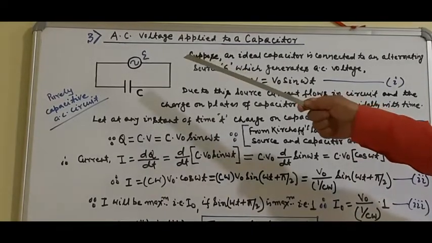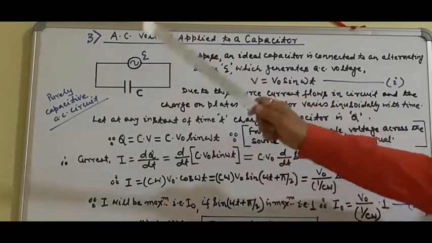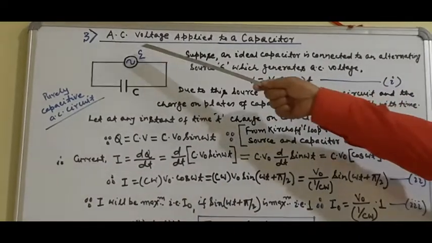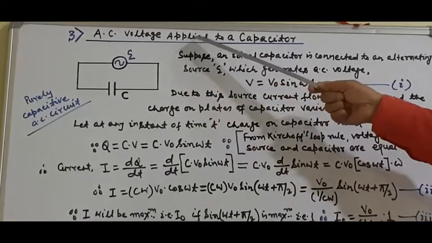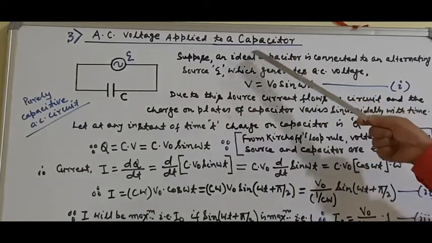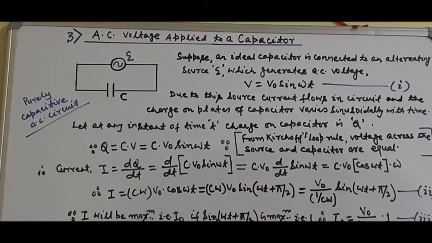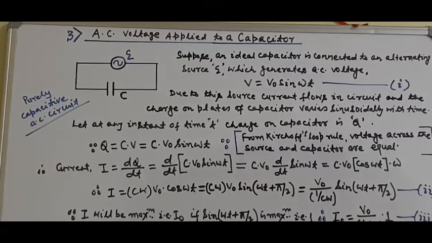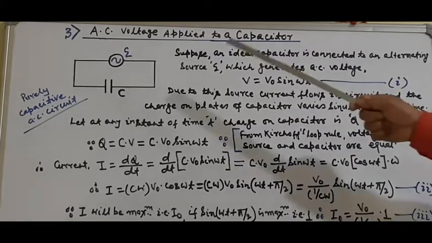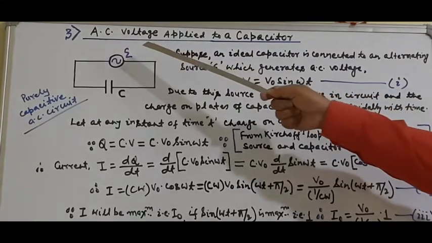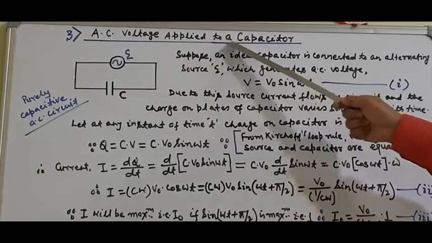Now we shall discuss our third circuit. Here is a circuit, an AC voltage applied to a capacitor. In the previous two circuits you have seen AC applied across a resistor and AC applied across an inductor. So now we will discuss what happens when an AC voltage is applied across a capacitor.